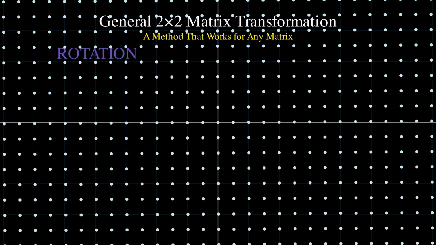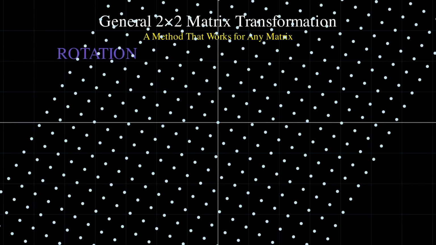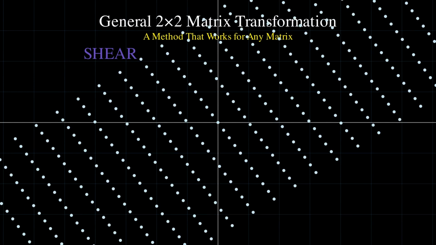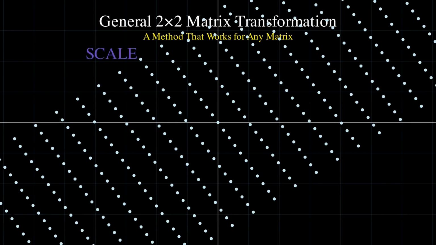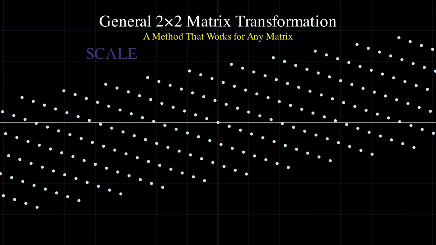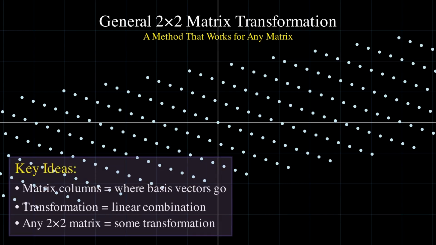It can rotate, it spins the shape around the origin. This is a shear. It slants the shape, shifting its points horizontally or vertically while keeping areas parallel. This is a scale. It changes the size of the shape, making it larger or smaller. Every 2 by 2 matrix represents some transformation, and every transformation can be understood through where it sends the basis vectors.